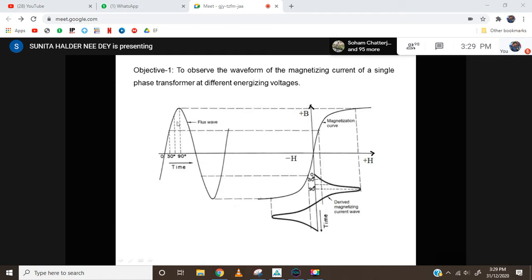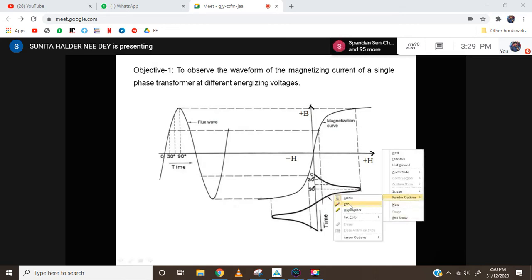If we apply a sinusoidal voltage, then the flux wave will be sinusoidal. So for each value of flux, we plot the current. In the BH graph, the y-axis gives you the flux, because B is proportional to phi and H is proportional to I. So this may be a phi-I curve also. In that way, we can get the phi from here, and in that case this will be the I.